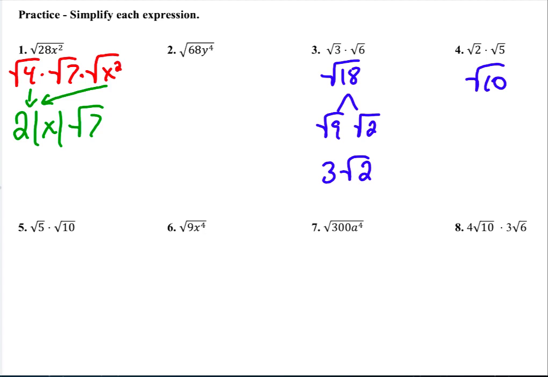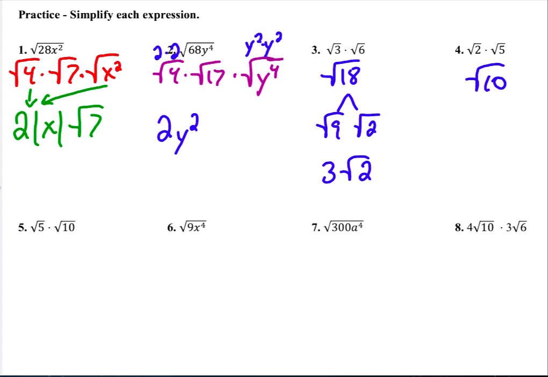So 68. So what could I multiply together to get 68? This one is going to be the square root of 4 times the square root of 17. And then I have my square root of y to the 4th. So square root of 4 is 2. The square root of y to the 4th is y to the 2nd, because remember it was y squared times y squared, just like 4 was 2 times 2. But since it has an even exponent, we don't need to worry about the positive or negative versions. And then we have the square root of 17.